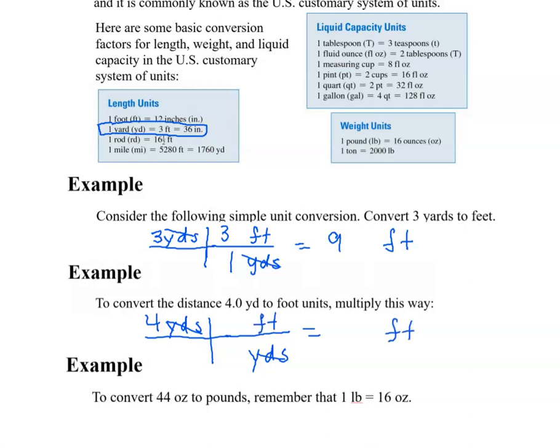So that means we have to have this unit be feet. So 1 yard is 3 feet, so 4 times 3 is going to give us 12 feet.